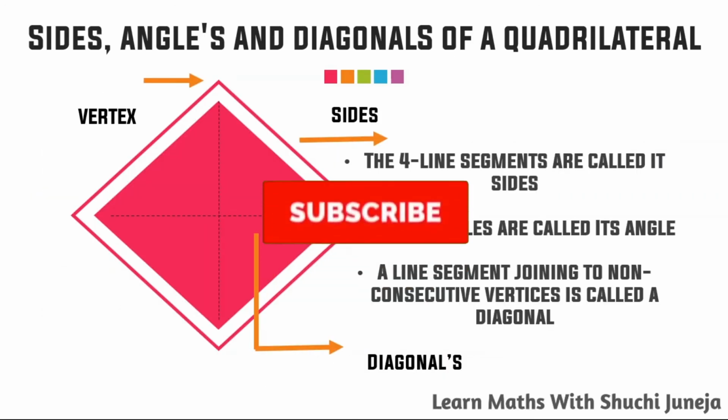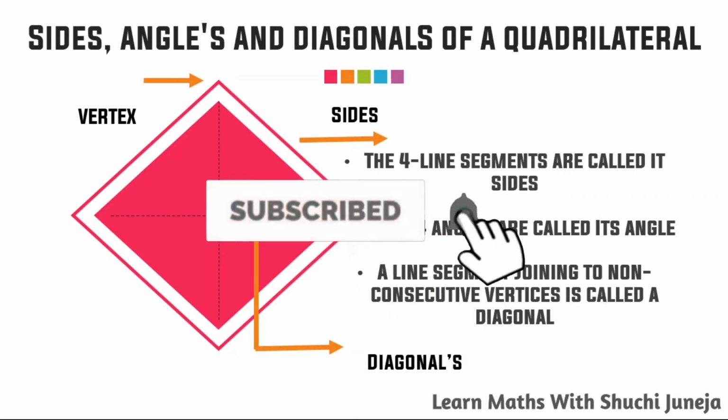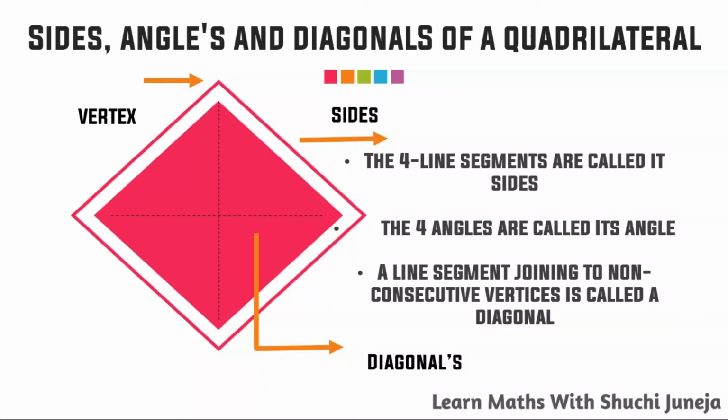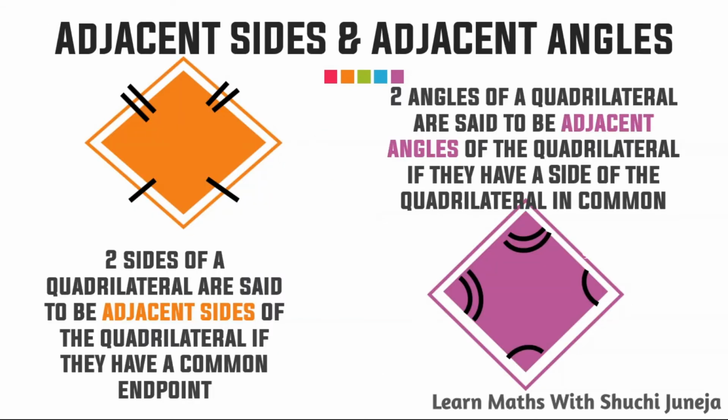A line segment joining four corners are called sides, while lines joining opposite corners, means if there are two lines which are joining the two opposite corners, are called the diagonals. And if we talk about the angles, where the two line segments meet at a corner, it forms an angle. Now there are different vocabulary terms which are related with quadrilateral. The first one is adjacent sides and adjacent angles.